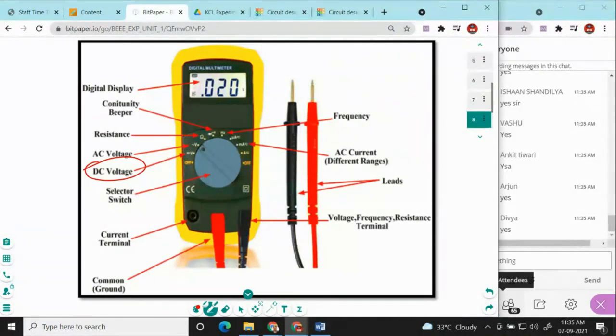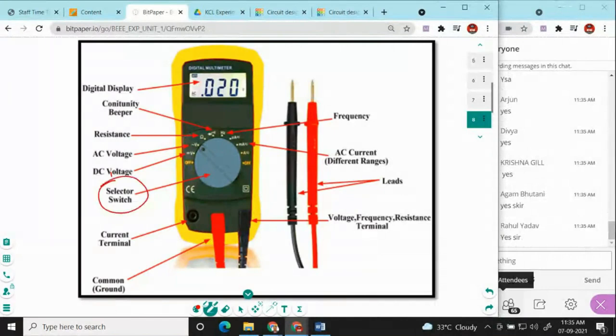Okay, what do you mean by the selection switch? The selection switch is used to select the particular level where we have to calculate that value.